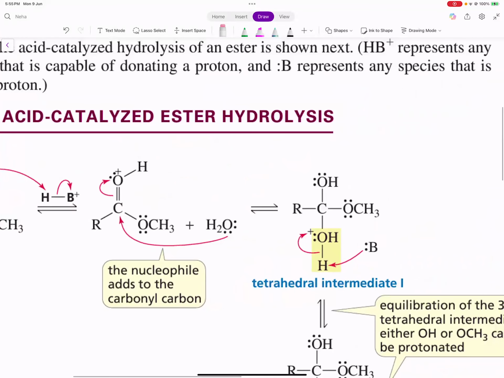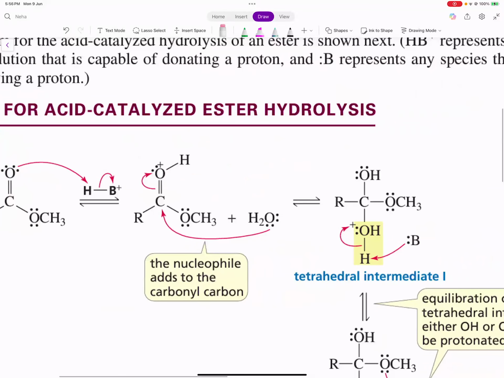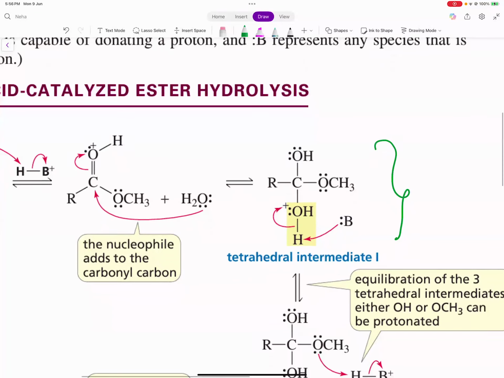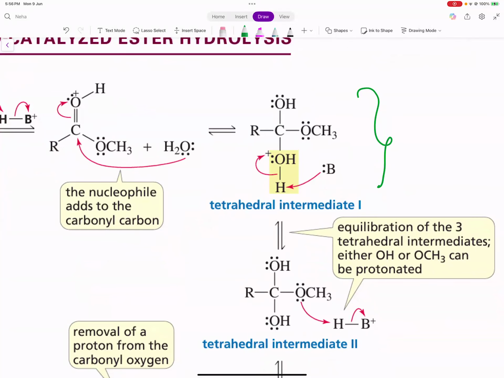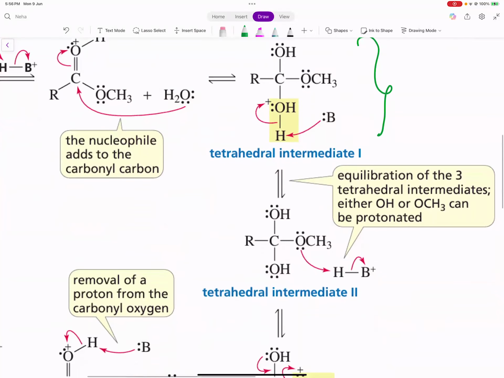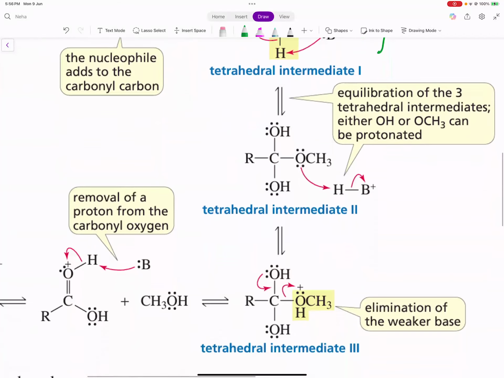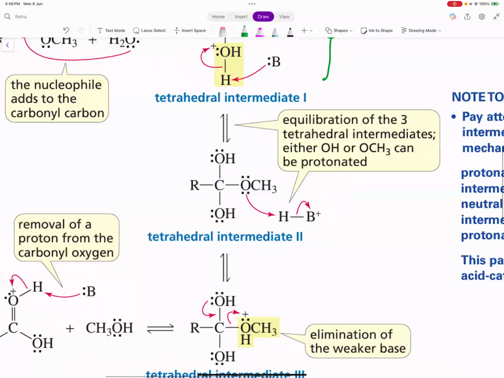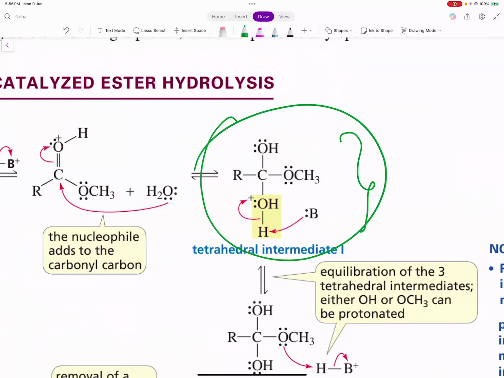Now see, after the first step, this attack has occurred, we get a tetrahedral intermediate, right? Now, as usual, this tetrahedral intermediate will lose its proton. So proton is lost. Clear till here? Now I know that I have to kick out OCH3. So now the protonation occurs on the OCH3. You can also ask why not on the OH? If protonation occurs on the OH, we again get this. Okay.